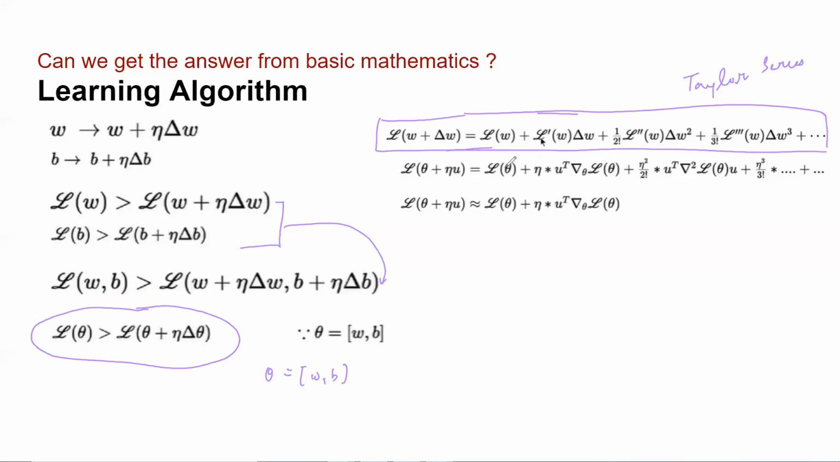We will make use of this Taylor series for the expansion of L of theta plus eta delta theta. Also, we will not do the expansion till the last term. We will only take the starting two terms because the value from the third term onwards will be very close to 0. That is why we will expand this only till the starting two terms.